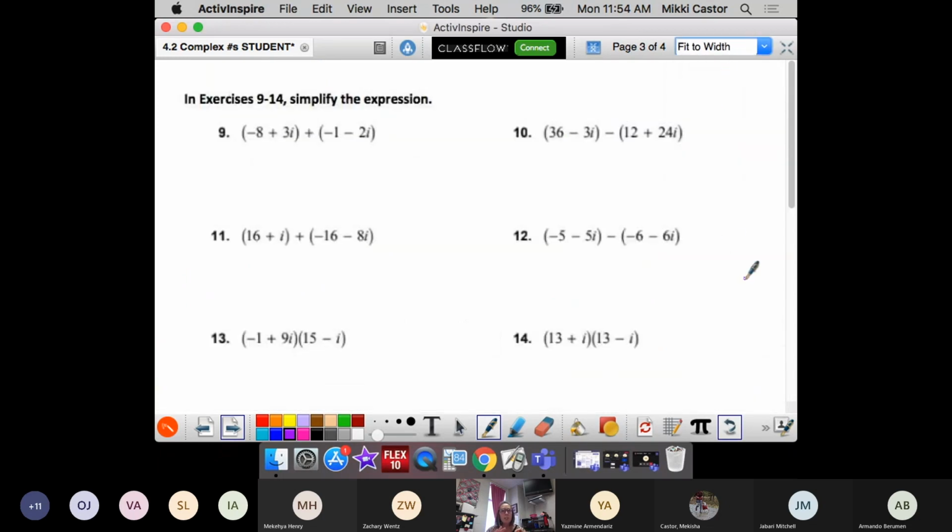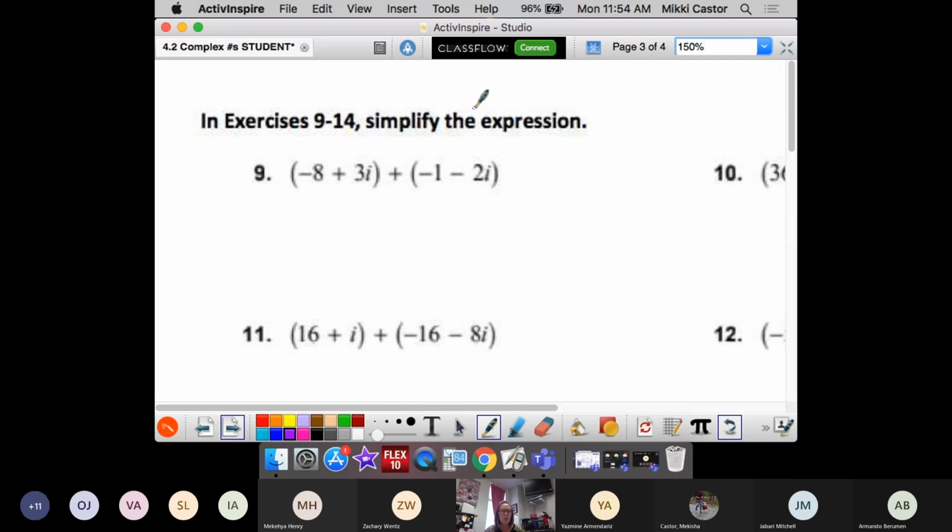All of these problems work identically to, is that a word? Sounds weird. Just to, if I gave you guys just normal variables. I'm going to zoom back in a little bit. All of these are saying is just to simplify the expression. So if I gave you the expression -8 plus 3x plus -1 minus 2x. That should look pretty familiar. Most of you guys have been doing that since Algebra 1.